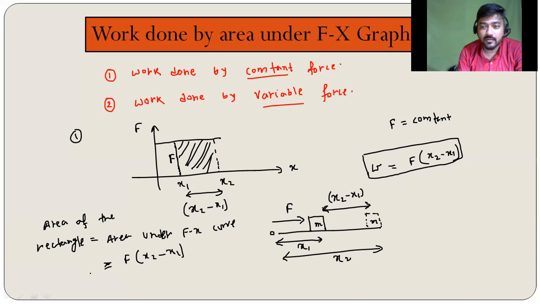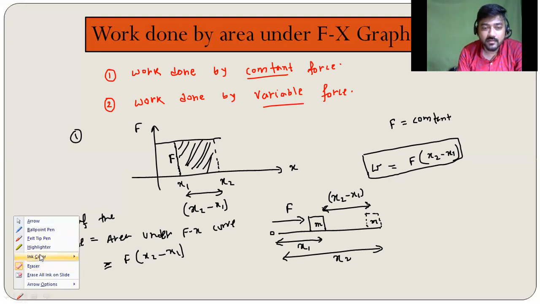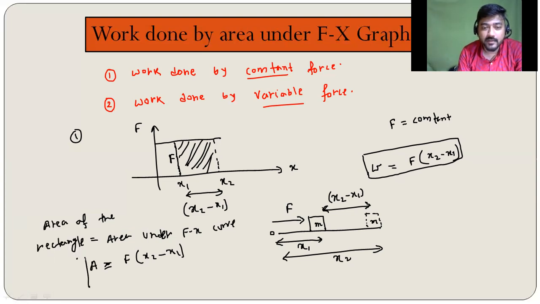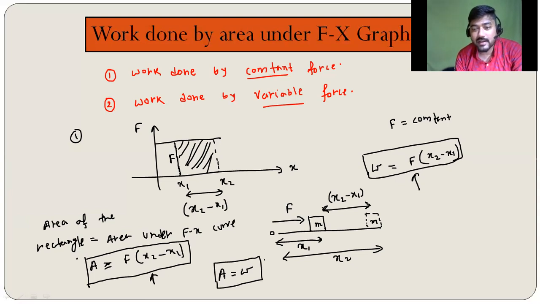Okay, so this is your W. W is nothing but F into (x2 minus x1), and this is the area actually. Let me denote the area by A. So here the area is F into (x2 minus x1), and for the same situation the work done is this. So you can say that A is equal to W. Obviously, the area under the F-x curve is nothing but the work done by the constant force.